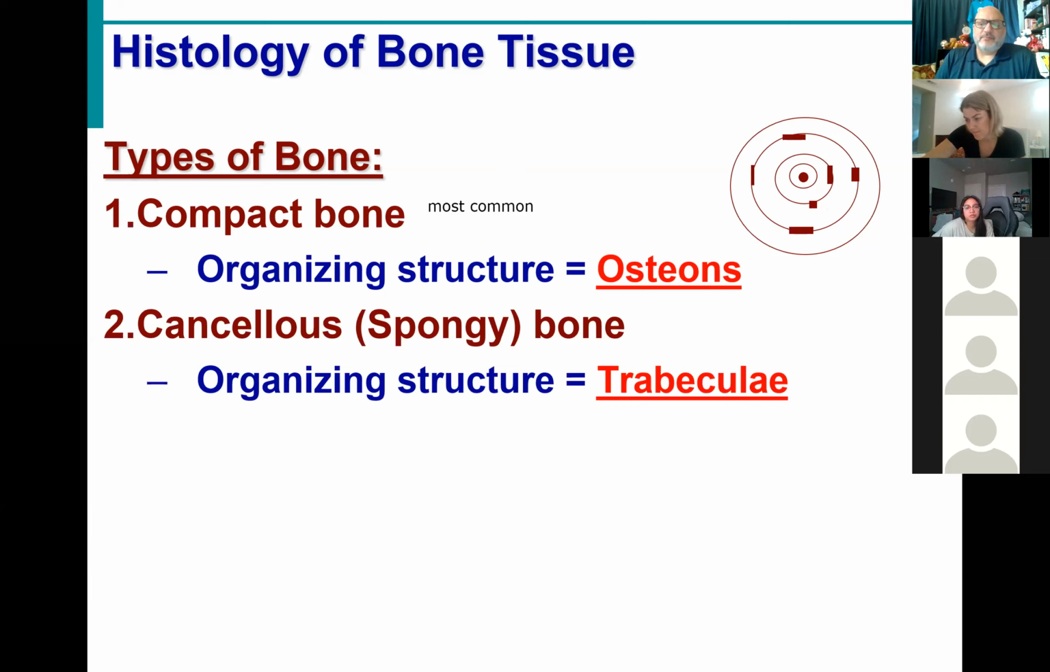Our cancellous bone or spongy bone, and both are acceptable terms, you may use either of them, do not have osteons. Instead, they have these irregular points and processes.